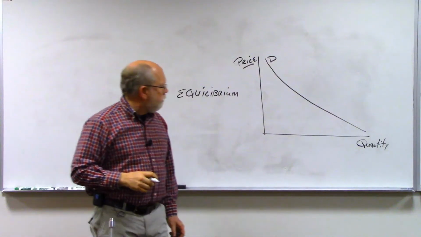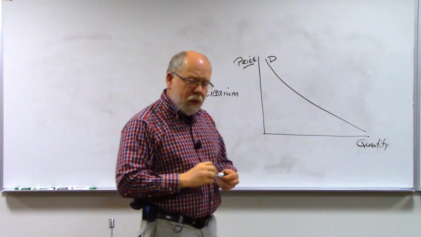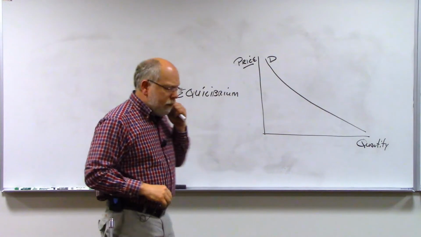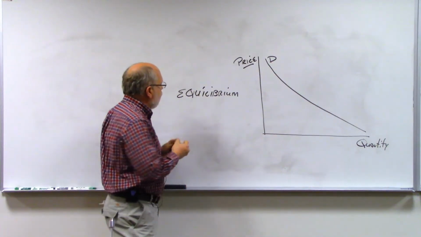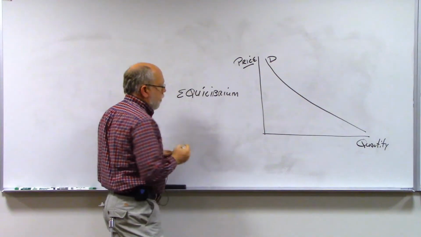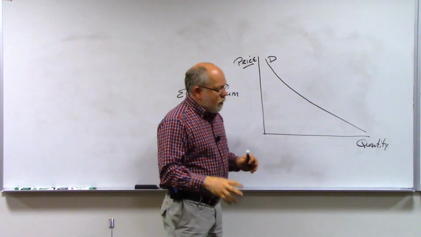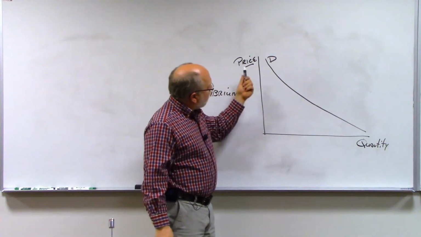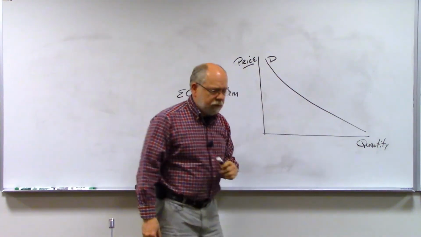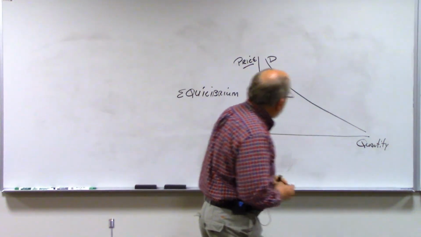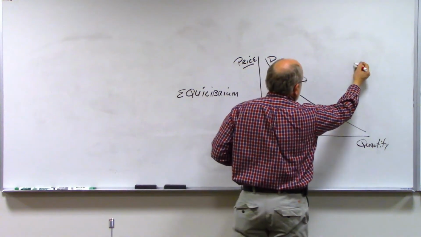In this section of our economic tutorials, we're going to talk about the topic of something called equilibrium. Equilibrium. That's where we're going. To pick up where we left off, demand curves look like this, and supply curves look like this.